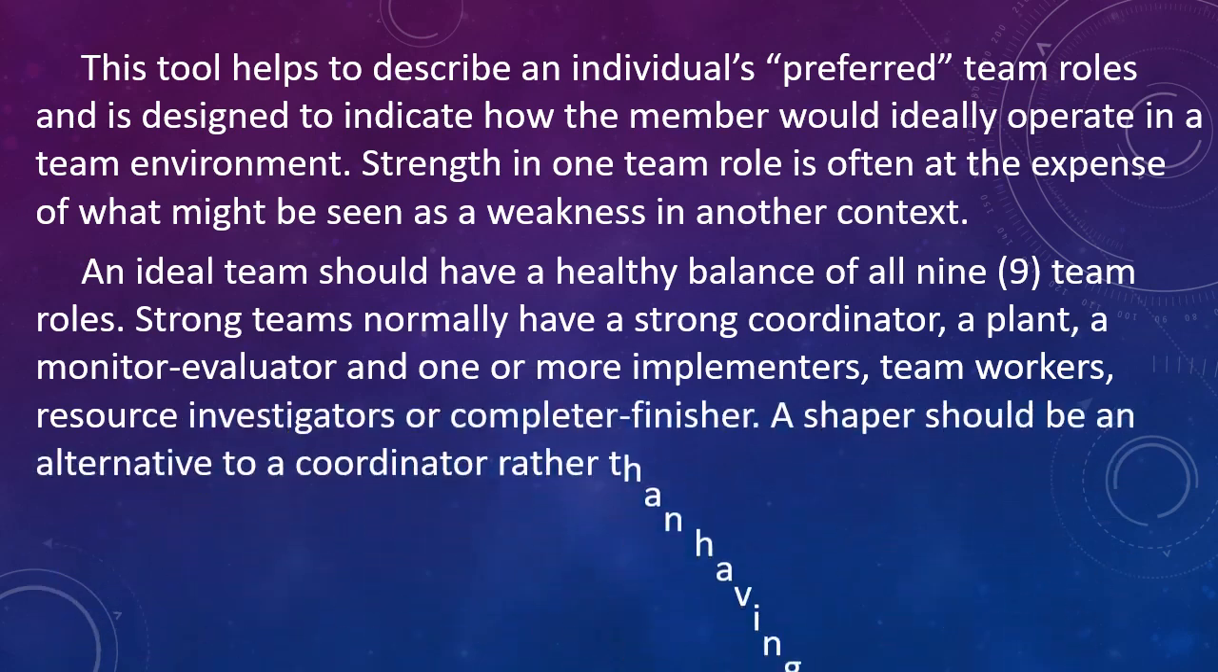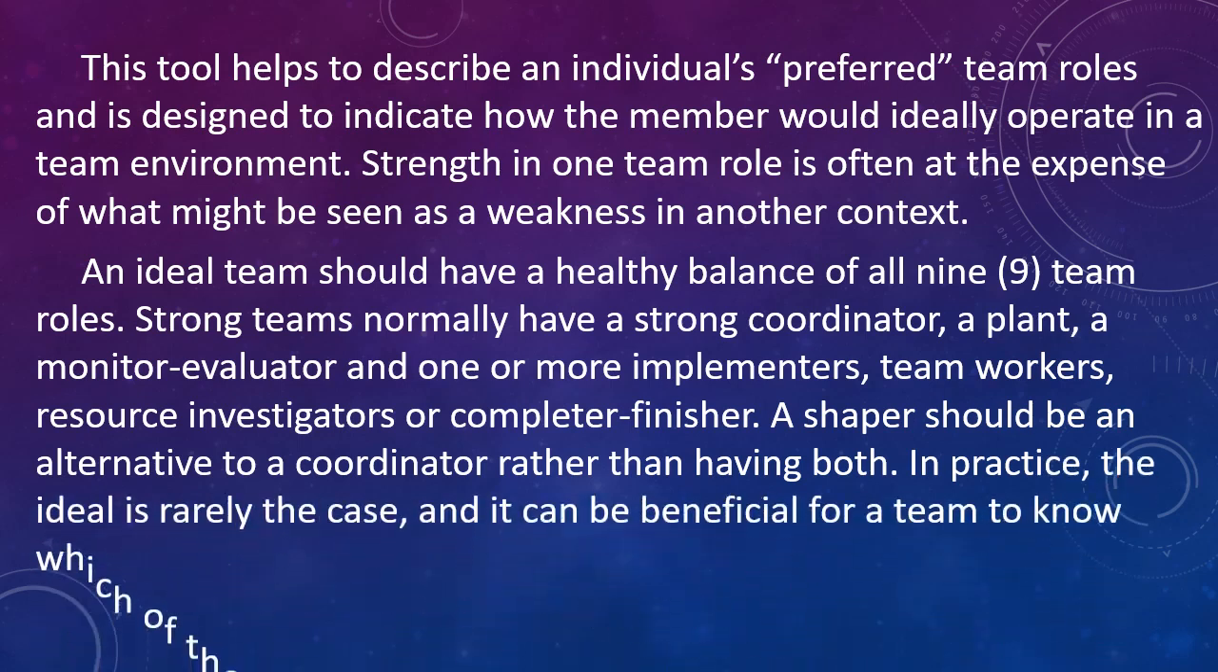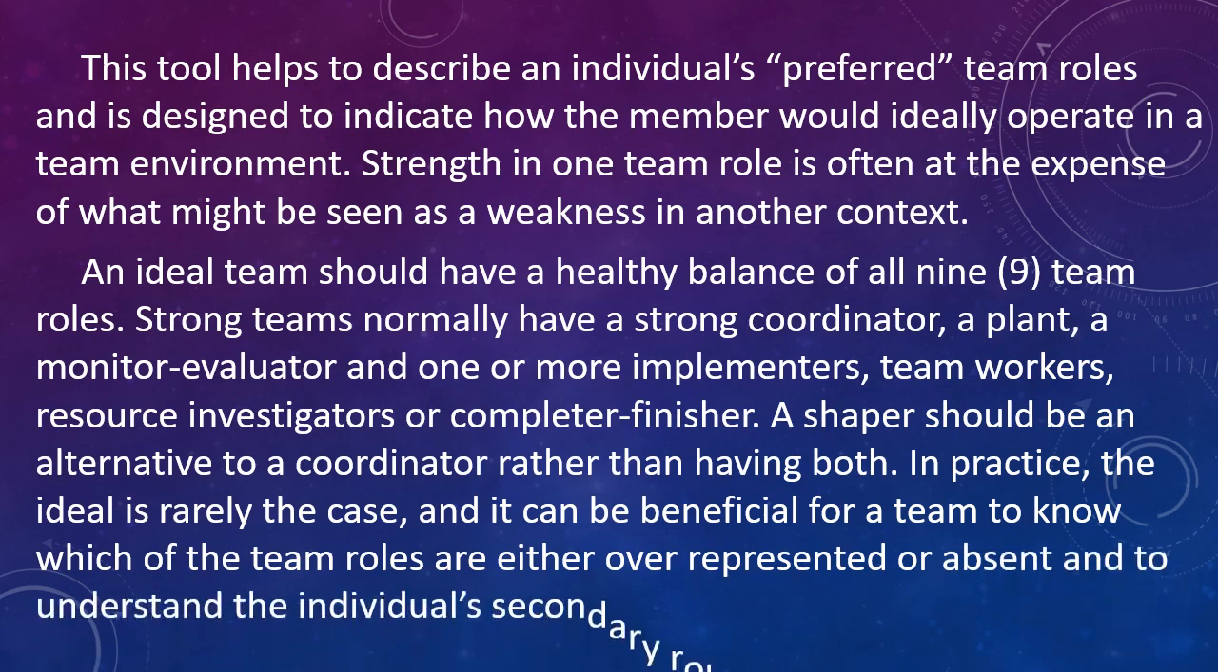Strong teams normally have a strong coordinator, a plant, a monitor evaluator, and 1 or more implementers, team workers, resource investigators, or completer finisher. A shaper should be an alternative to a coordinator rather than having both. In practice, the ideal is rarely the case, and it can be beneficial for a team to know which of the team roles are either over-represented or absent, and to understand the individual's secondary roles.